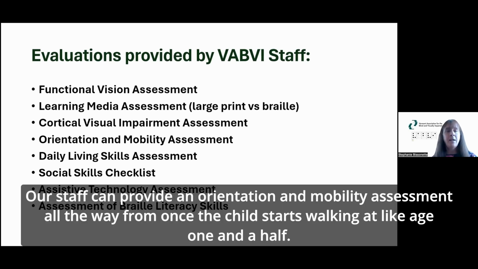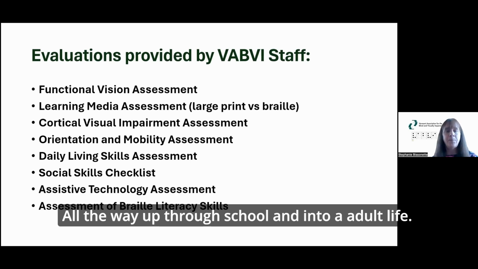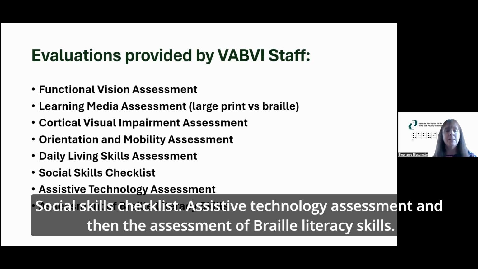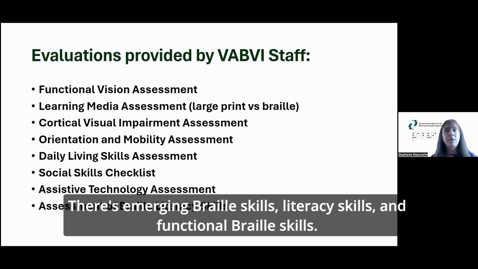Our staff can provide an orientation and mobility assessment all the way from once the child starts walking at like age 1.5, all the way up through school and into adult life. Daily living skills assessment. We want these kids doing everything for themselves. Social skills checklist, assistive technology assessment, and then the assessment of Braille literacy skills. There's emerging Braille skills, literacy skills, and functional Braille skills.